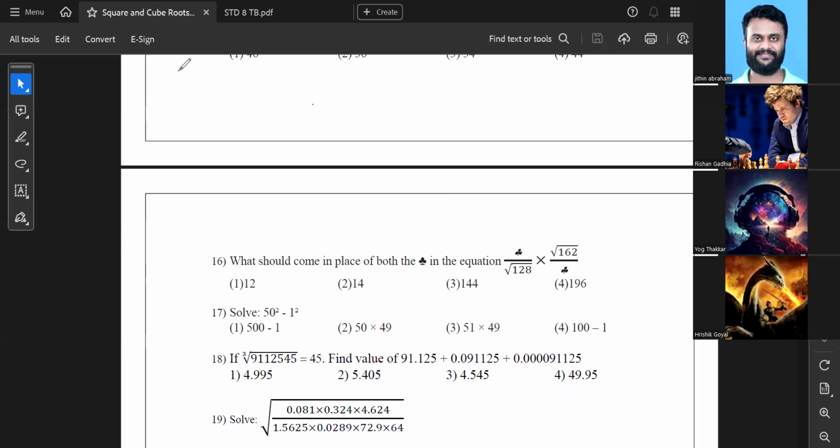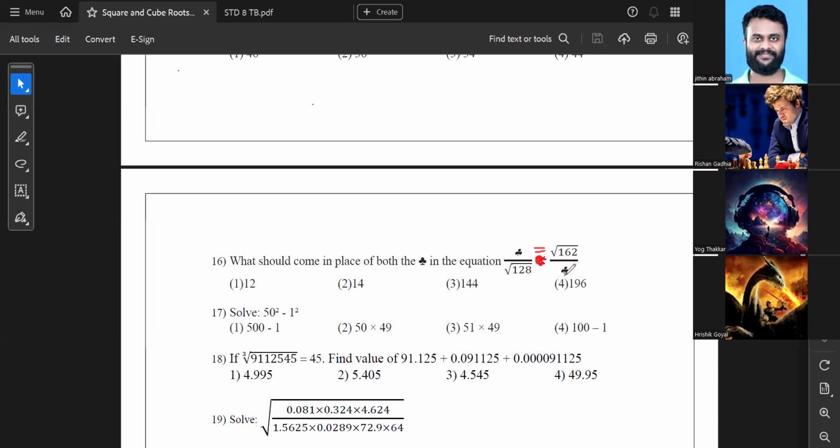Now let's go for question number 16, my dear children. What should come in the place of this clover symbol in this particular equation? For an equation there should be an equal to something as well. Sir, I think this is multiplication, so you can't determine the value. Yeah, I think this is a printing error.